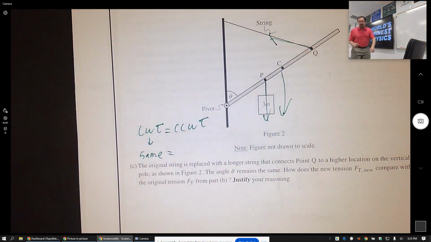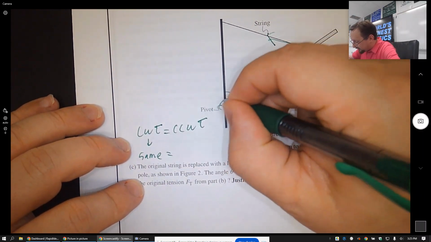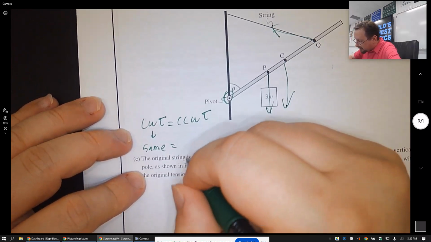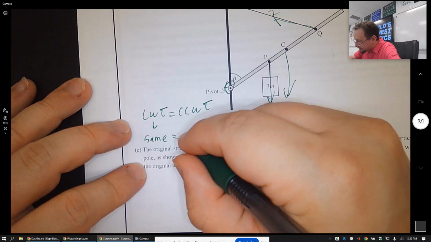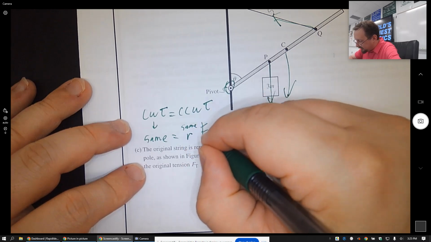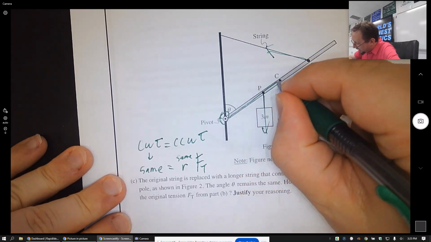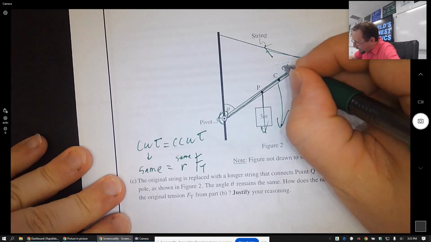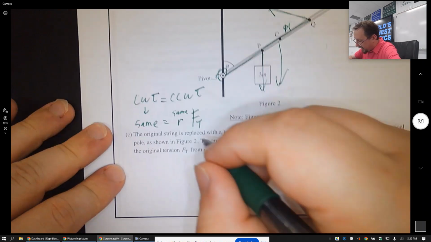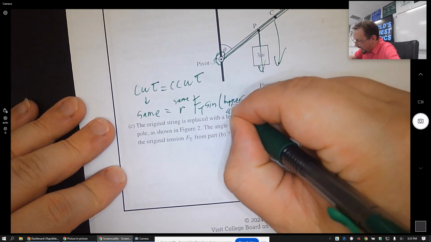Okay, so this is the same. These two counterclockwise torques are the same. But clockwise torques about this pivot are the same. That's the same. But this is going to be the same R times the force tension. And now it's going to be not phi, but a bigger angle times the sine of a bigger angle.